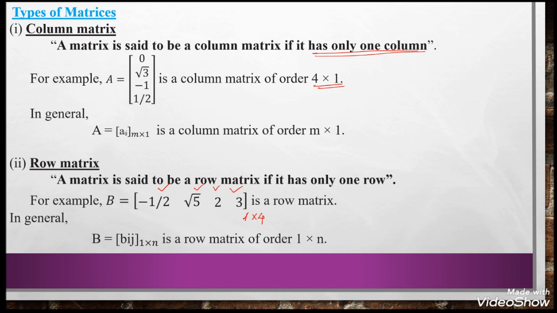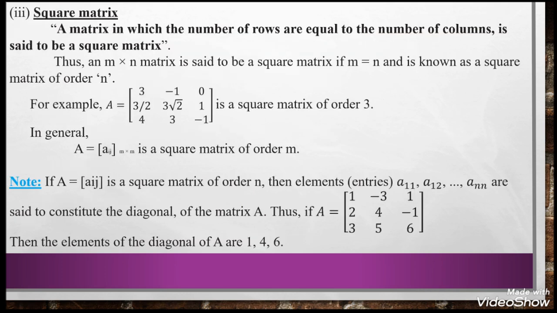Okay. There is one row and four columns. That's why the order of the row matrix in the given example can be written as 1 cross 4. In general, we take B equals Bij of order 1 cross n, which is a row matrix of order 1 cross n.